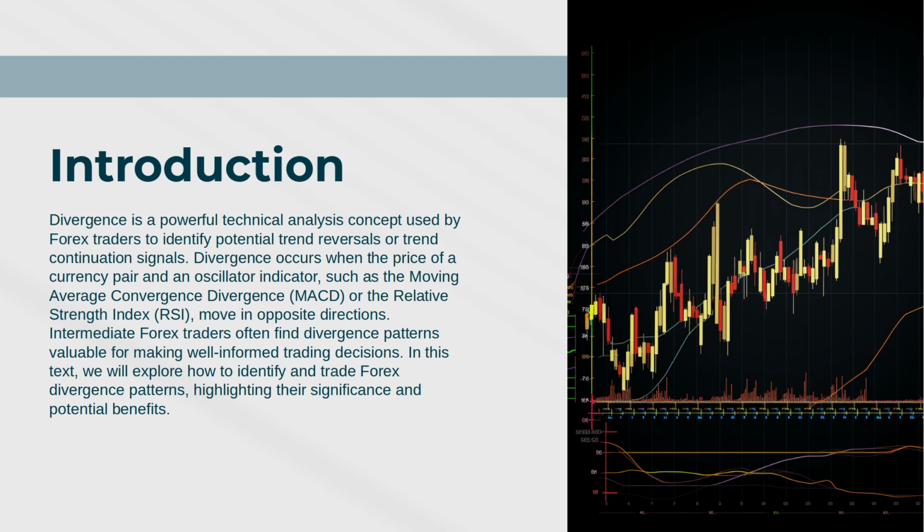Introduction. Divergence is a powerful technical analysis concept used by Forex traders to identify potential trend reversals or trend continuation signals. Divergence occurs when the price of a currency pair and an oscillator indicator, such as the Moving Average Convergence Divergence (MACD) or the Relative Strength Index (RSI), move in opposite directions. Intermediate Forex traders often find divergence patterns valuable for making well-informed trading decisions. In this text, we will explore how to identify and trade Forex divergence patterns, highlighting their significance and potential benefits.